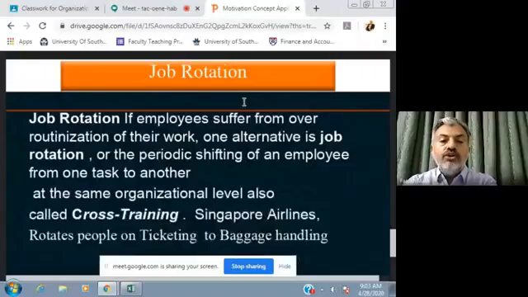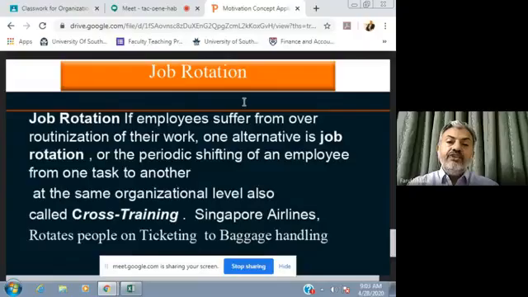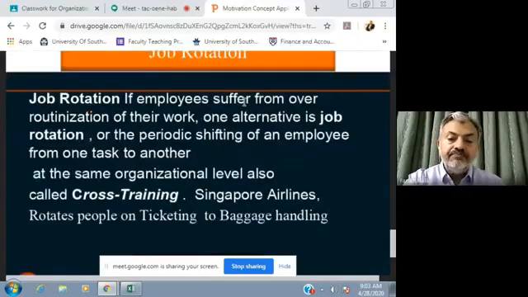Job rotation, on the other hand, is cross training, that you have provided one type of training to the worker. He or she keeps working in that environment for 6 months, then you provide another training and you switch the job. You give a different set of tasks to that employee, so they learn the new tasks and they are cross trained to perform various tasks in an organization.